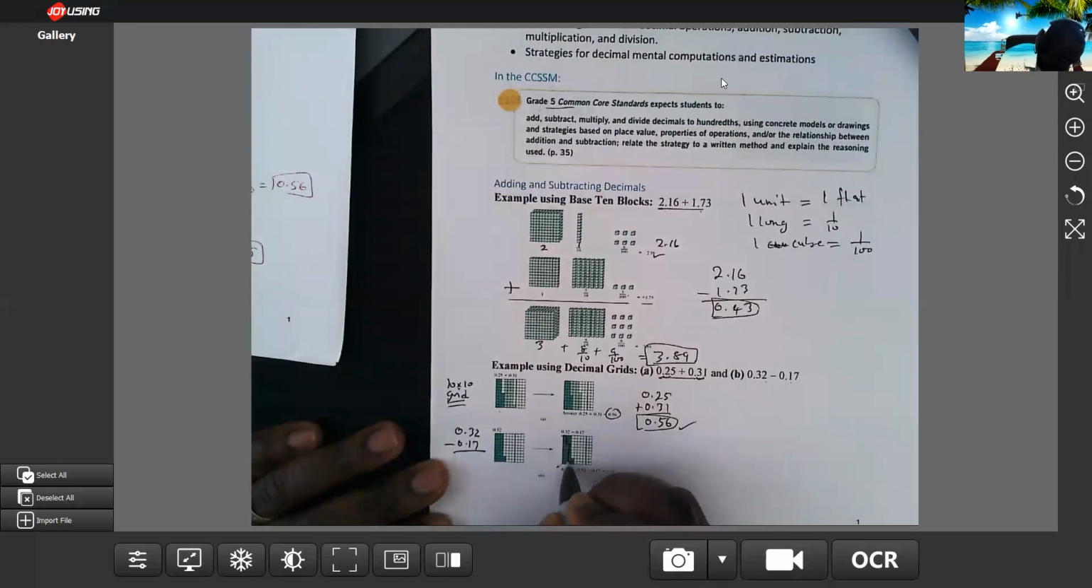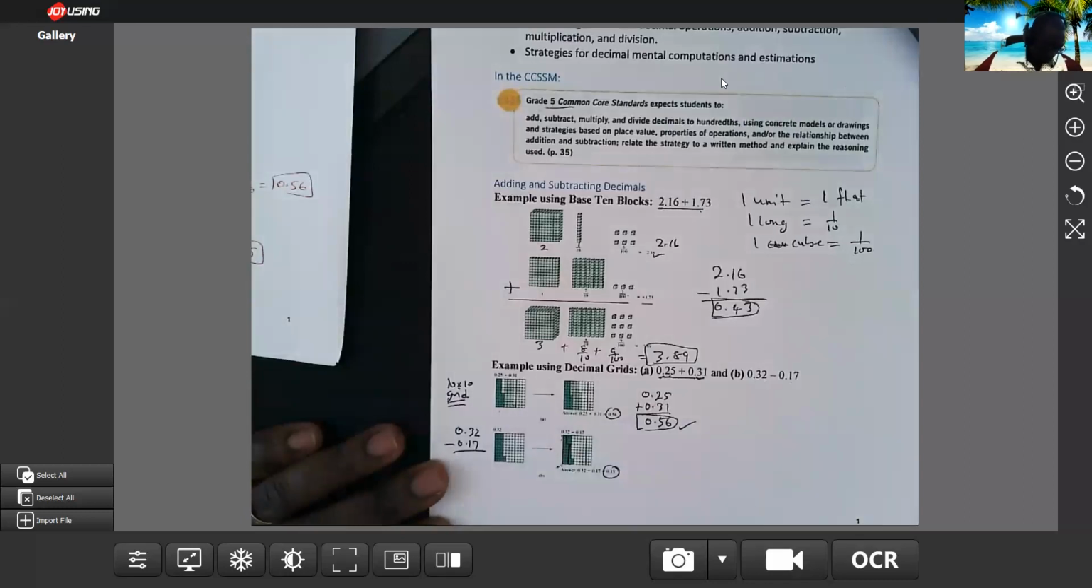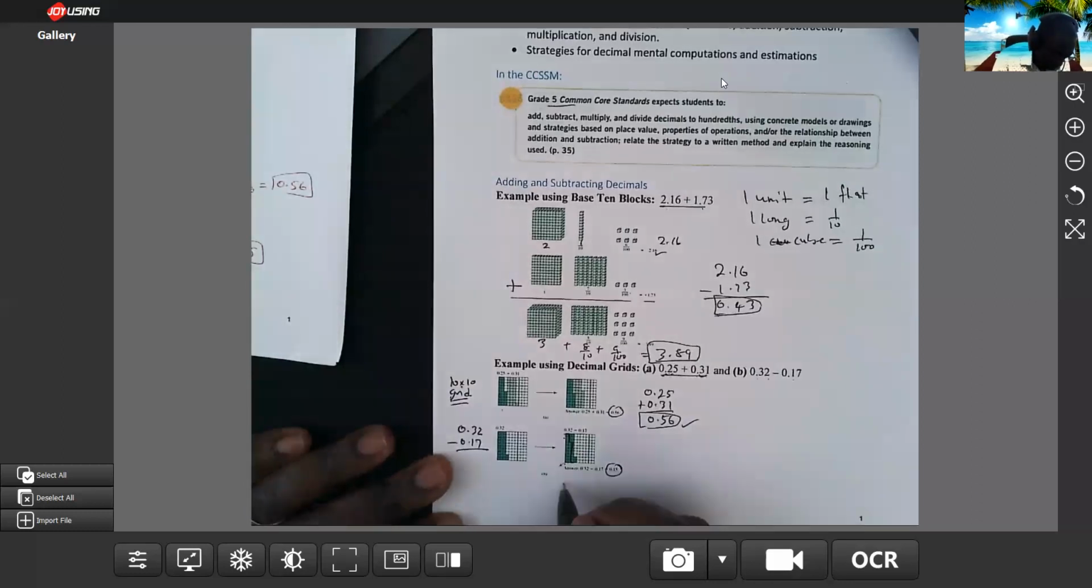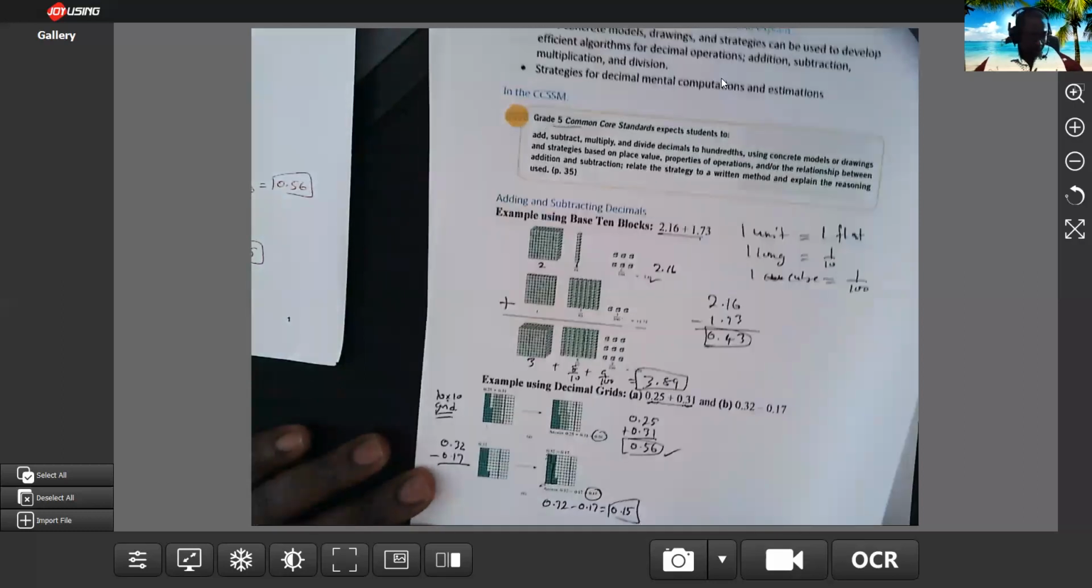Okay, if you take away 17, then you are left with this part. So you're going to count that, and that is just 15, because you have 10 plus that. And when you subtract, you get the remaining 15 of them. All right, therefore, for part B, 0.32 minus 0.17 is equal to 0.15. Okay. All right, let's go to the next page.